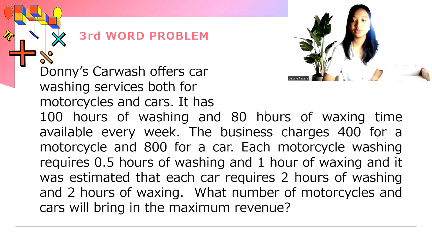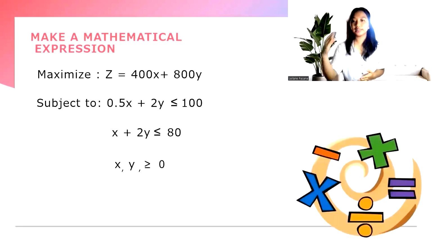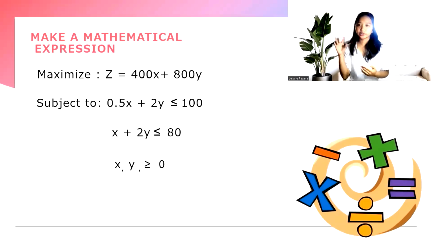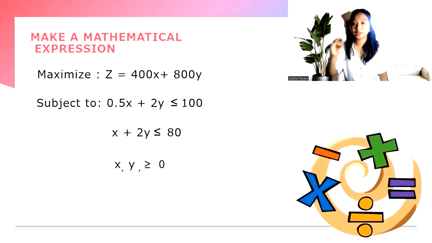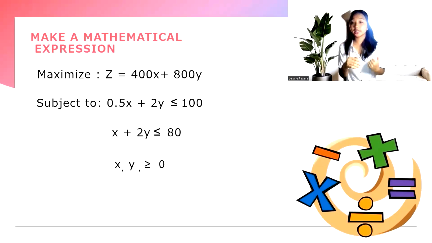So we have to use variables for our cars and motorcycles. Let x be the number of motorcycles and let y be the number of cars. So we have to make our linear inequalities because we are using the less than symbol in our discussion of the Simplex method. Our objective function is z equals 400x plus 800y. So that is the amount of profit that they can obtain from each motorcycle, the x, and the y as the car. That is stated in the problem.